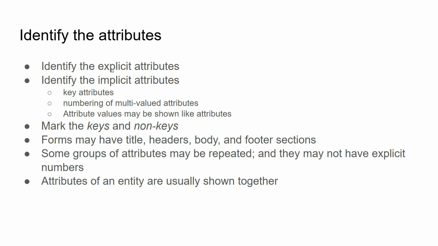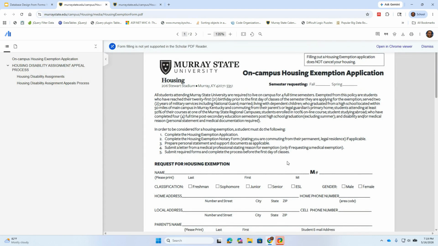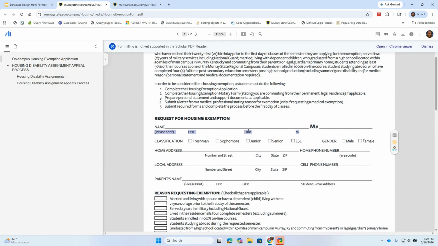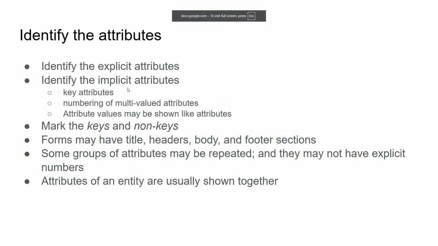Say for example in this case, attributes such as semester, last name, first name, classification of the student, and so on. These are all attributes that are already explicitly stated. And then there are maybe attributes that are not explicitly stated, so we need to know about those too. The attributes that are not explicitly stated, I'm going to call them implicit attributes.